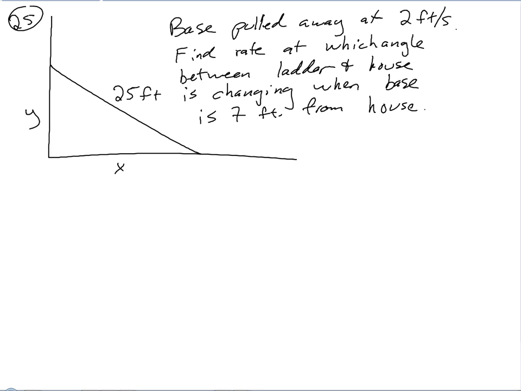We've got this 25-foot ladder being pulled away from a house. Let's say the base is being pulled away at 2 feet per second, just like last time. What we're trying to find this time, though, is the rate at which the angle between the ladder and the house is changing when the base is 7 feet from the house. Okay? So that makes this theta, doesn't it?